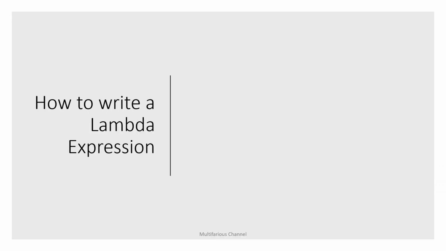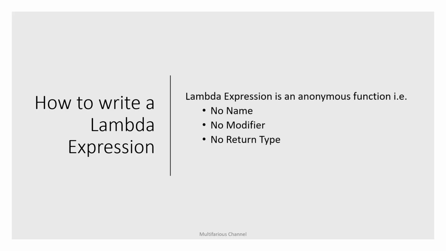So let's understand how to write a lambda expression. Now remember, what is a lambda function? A lambda expression is an anonymous function, that is, it doesn't have any name. A lambda expression also doesn't have any modifier and it also doesn't have any return type. So let's get started with some of the basic examples.